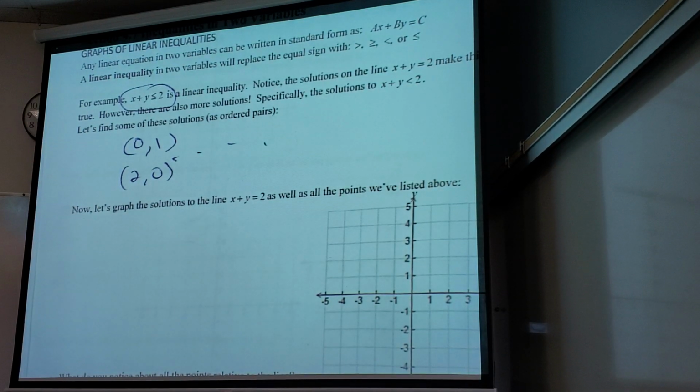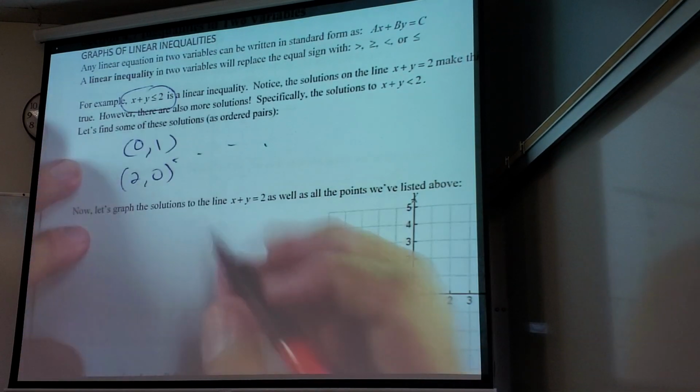Because, now, I want you to realize this. A line by itself has an infinite number of answers. This, a linear inequality, has like an infinite number of answers. You guys understand what I'm saying? It's kind of insane.